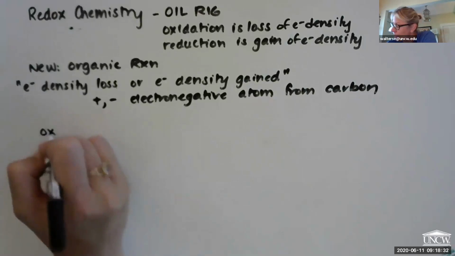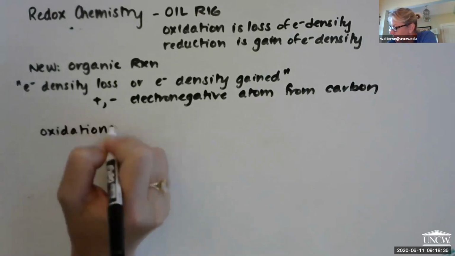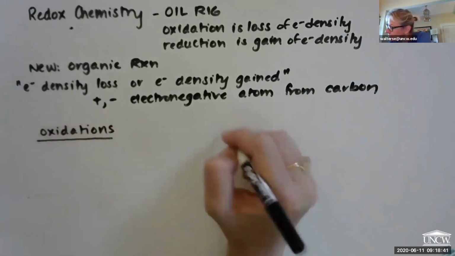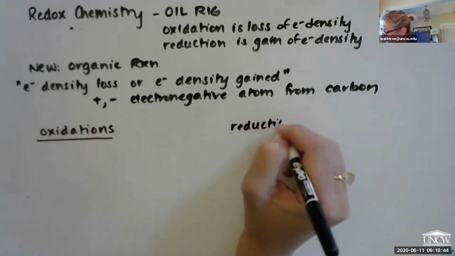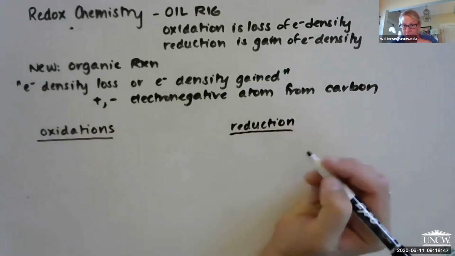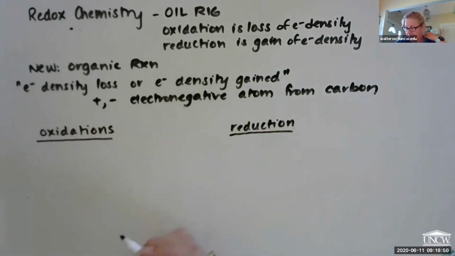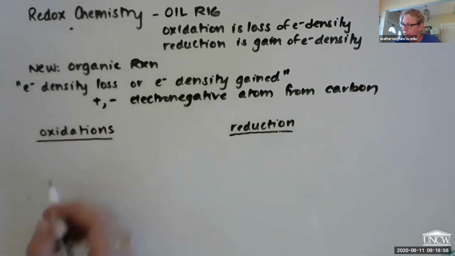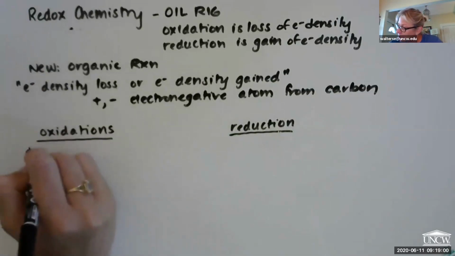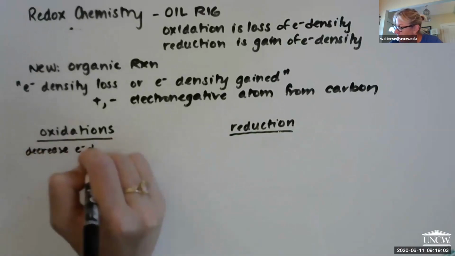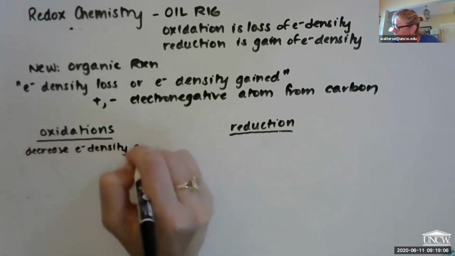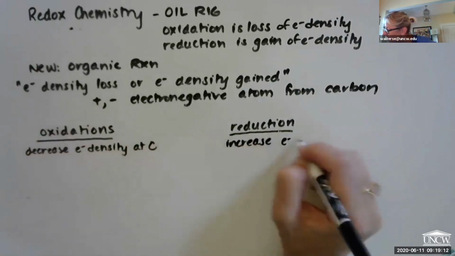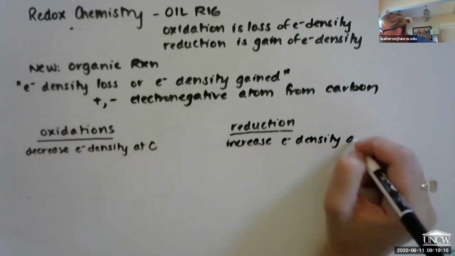Okay. So we're going to talk about the bonds that you can make and break so that your reaction is considered an oxidation. The bonds that you can make or break so that your reaction is a reduction. Okay. If you memorize or learn one, the other is the opposite. So oxidations are going to decrease electron density at a carbon. Reductions are going to increase electron density at a carbon.